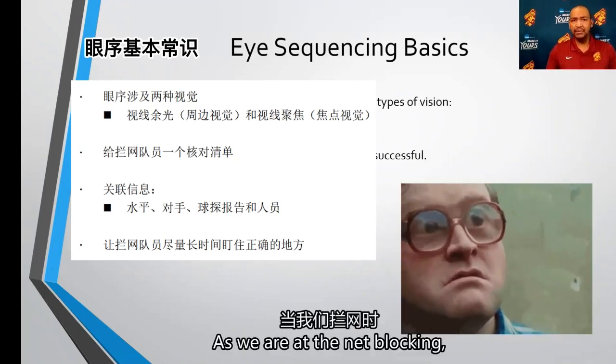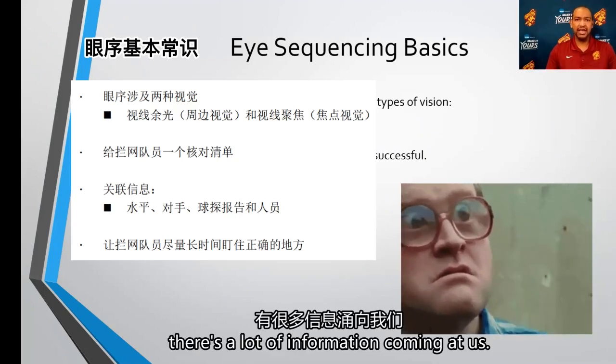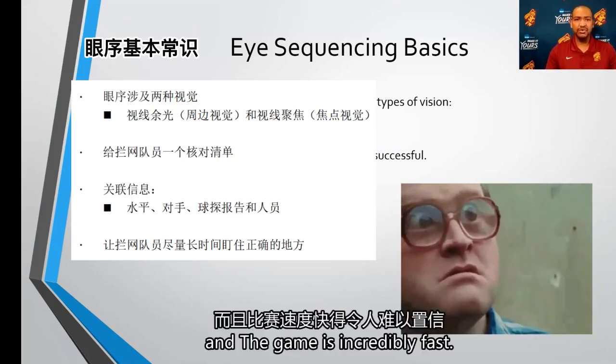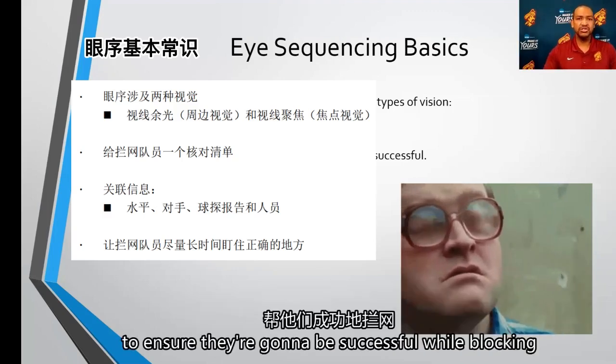As we are at the net blocking, especially in the game of men's volleyball, there's a lot of information coming at us and the game is incredibly fast. So we want to make sure that we have a simple checklist for athletes to follow to ensure they're going to be successful while blocking.